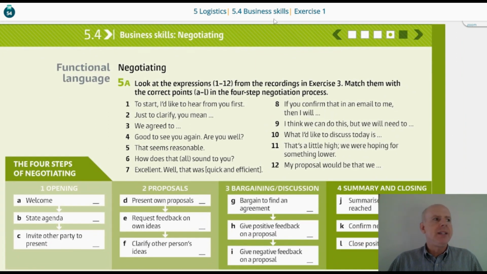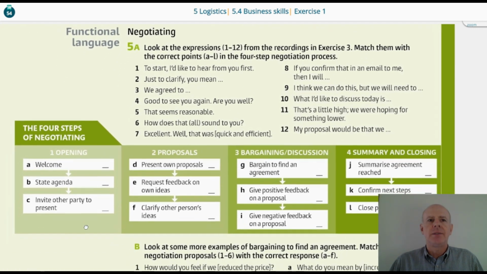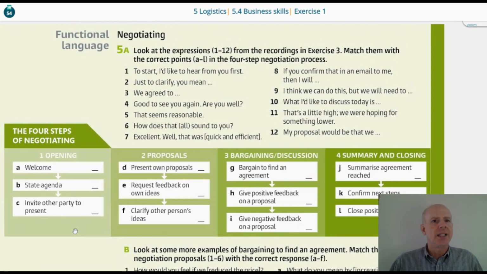And it's business skills. So we are going to learn how to become better people, better negotiators, better workers, to be honest. So if you want to improve your business skills, stay here, follow the exercises, follow the language we are going to practice here, because this is really, really interesting.